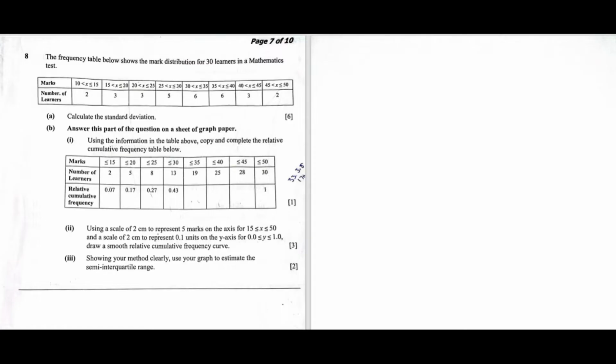Now let's look at what the formula is. First we need to find the mean, denoted by x bar. The formula is the summation of f x over the summation of f. So we need to find the total of the frequency multiplied by the midpoint, divided by the total of the frequency. After that, we will proceed by finding the standard deviation.